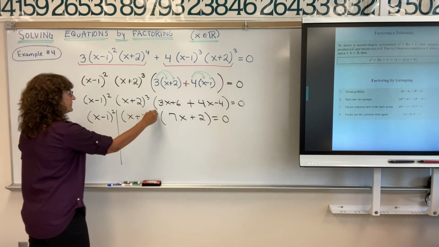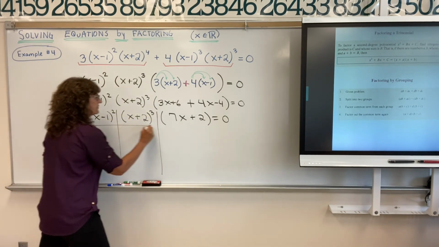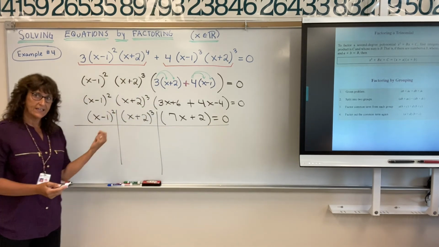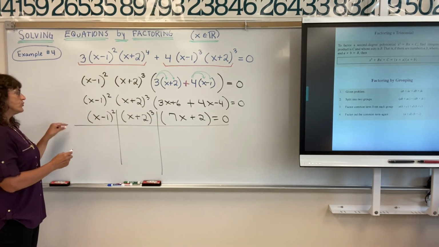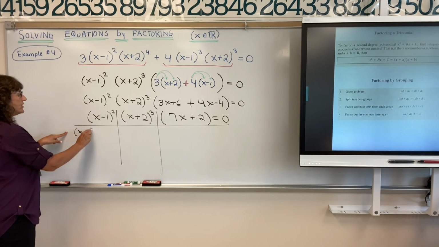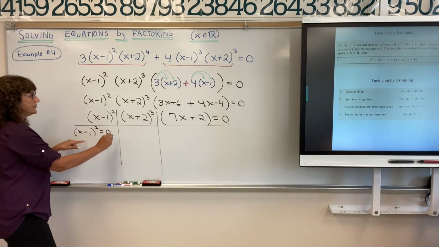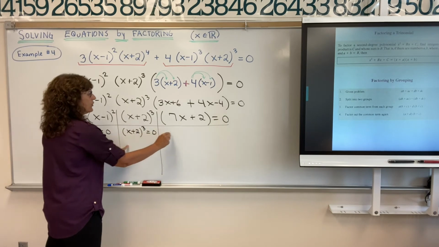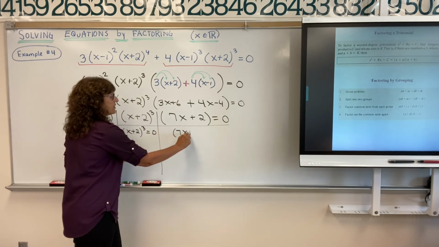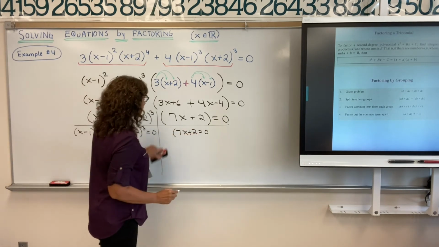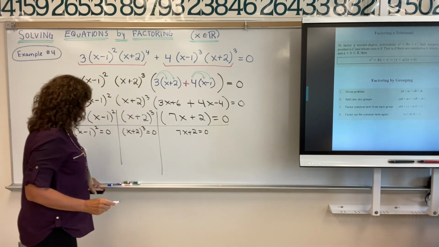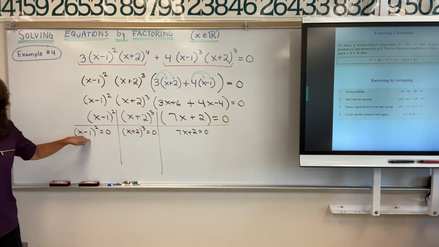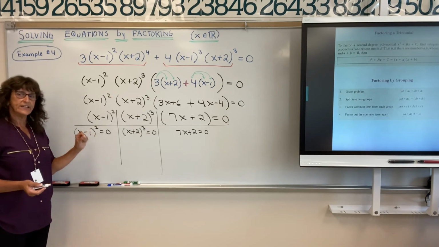So we will need to take each of these 3 factors in order to solve and figure out when any of the factors is 0. So this product will be 0 when either x minus 1 quantity squared is 0, when x plus 2 quantity cubed is 0, or when 7x plus 2 is 0. All right, so this is when our factors are equal to 0. Let's start over here. Okay, x minus 1 quantity squared is 0.